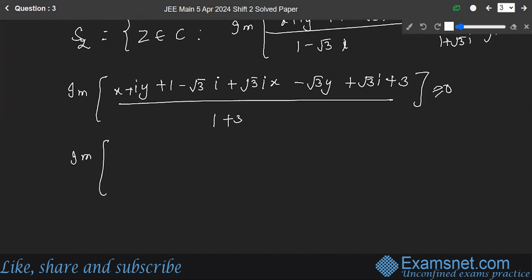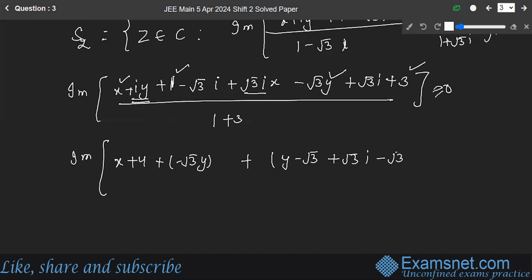So the imaginary part, you will have x plus 4, minus this, and plus y, minus 3 plus 3 iota, and this upon 4 is greater than 0.